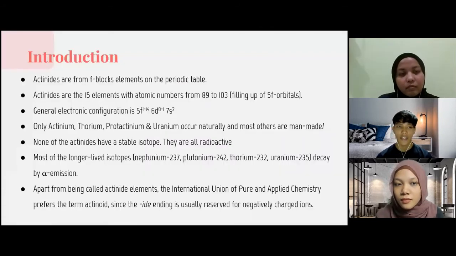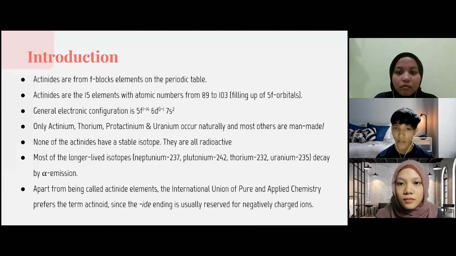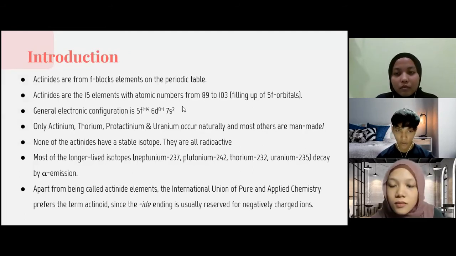For the introduction, actinides are F block elements, as I said just now on the periodic table. Actinides are the 15 elements with atomic numbers from 89 to 103, filling up the 5f orbitals. The general electronic configuration of actinoids is 5f1 to 14, 6d0 to 1, and 7s2.